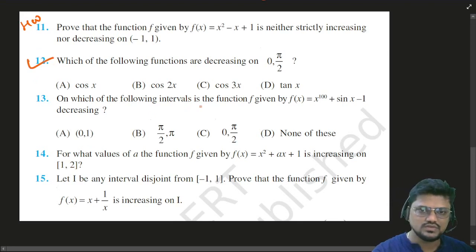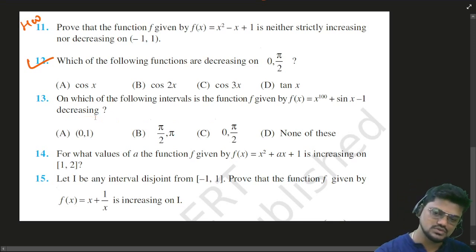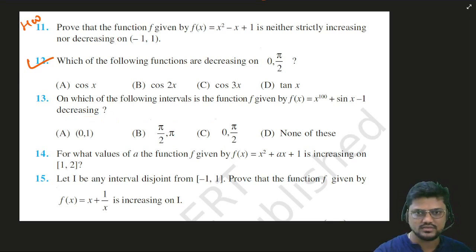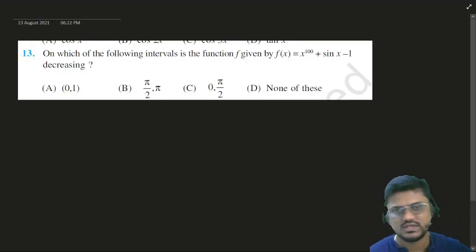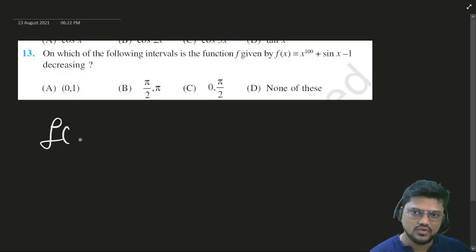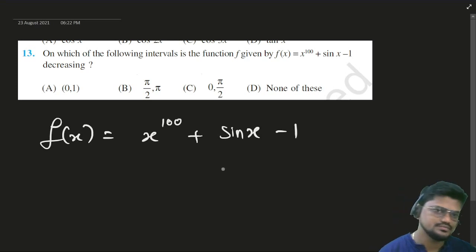The next: on which of the following intervals is the function given by decreasing? Now see this question also. This question is also quite tricky. A small trick is there in it. See, what you have is f of x equals x to the power 100 plus sine x minus 1. This is what you have.